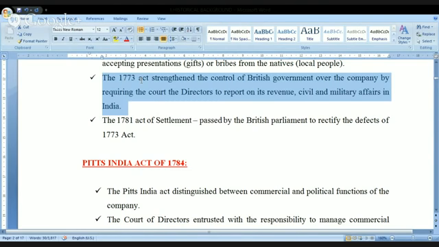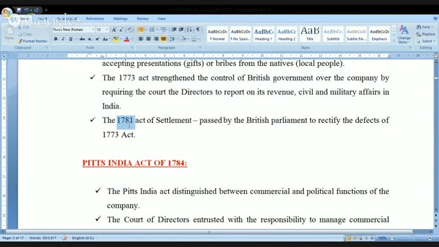Next one. In the year 1781, the Act of Settlement was passed by the British Parliament to rectify the defects of the 1773 Act. Kindly remember, the 1773 Act was the first one. There were some deficiencies in it. In order to settle those deficiencies, a new act came into the picture. That is the 1781 Act of Settlement.